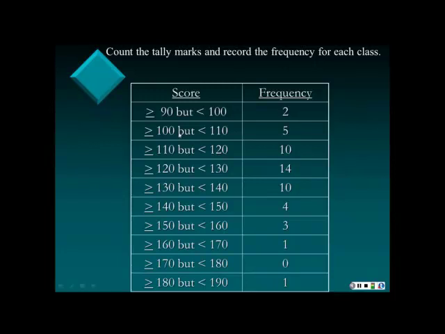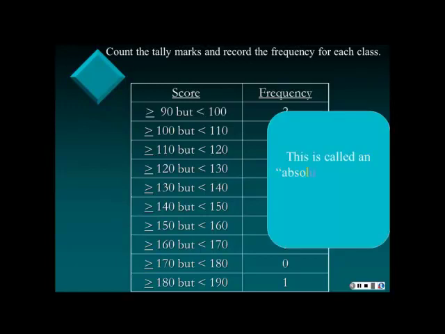And so I have a frequency, or absolute frequency, distribution, which just has the classes, greater than or equal to 90 but less than 100, and so on, and the frequency in each class, the 2, 5, 10, 14, 10, and so on. I'll call it an absolute frequency distribution or just a frequency distribution. There are going to be some other frequency distributions that you'll always want to have the modifier with, but if you just say frequency distribution, this is the one we're talking about.